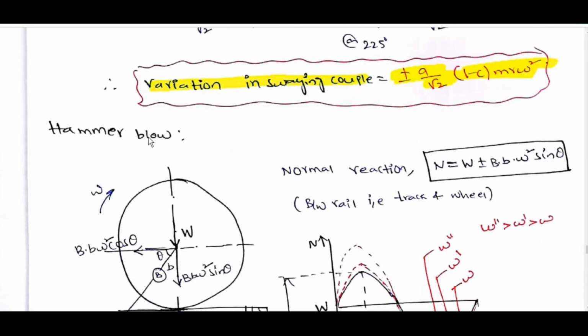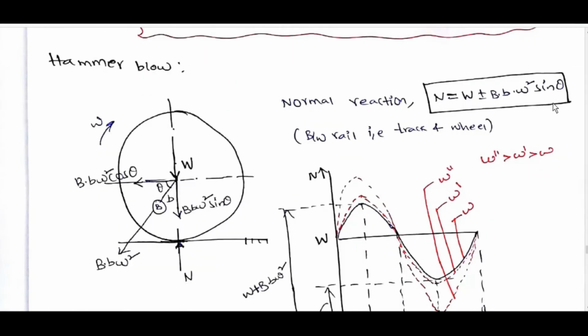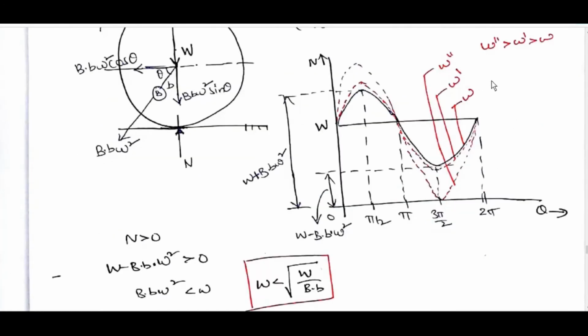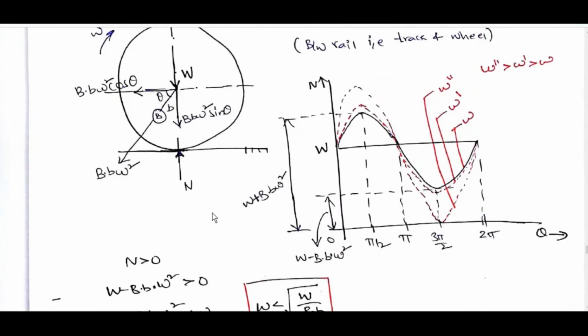Hammer blow: the normal reaction N is equal to W plus or minus capital B small b omega square sin theta. This is similar to the contact between rail track and wheels. The normal reaction W plus or minus B b omega square sin theta should always be positive, otherwise the wheel will go out.